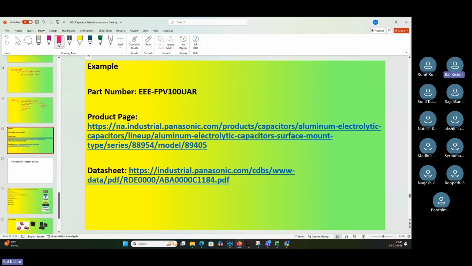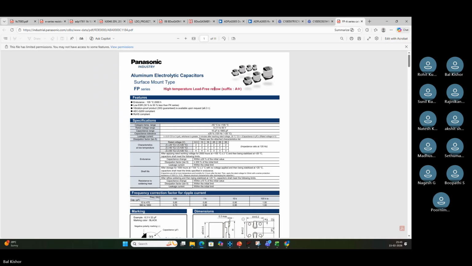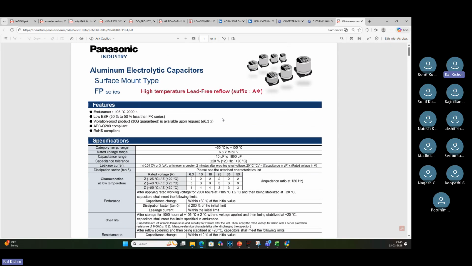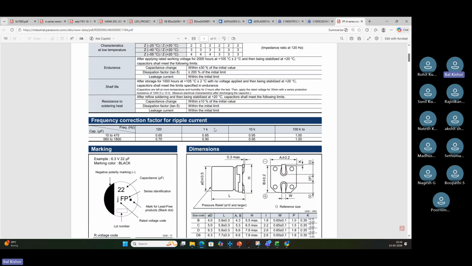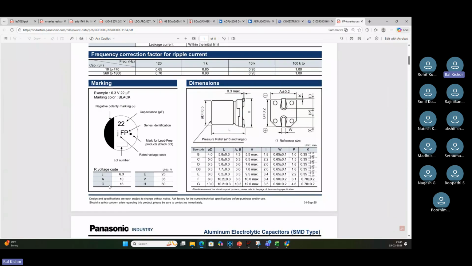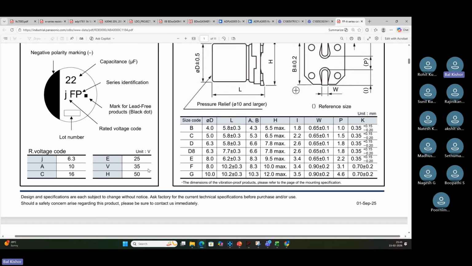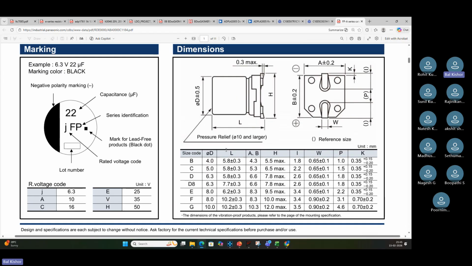Let me take a capacitor. Let's say I'll just take this one. So you have an aluminum electrolytic capacitor, and you can see the voltage rating code is there, like 6.3 volt, 10 volt, 16 volt, 25 volt, 35 volt, or 50 volt. You have the diameter and height. Just now I told you what the diameter and the lead spacing are. So all these things are there. P is the lead spacing right now. Here you can see. Okay.